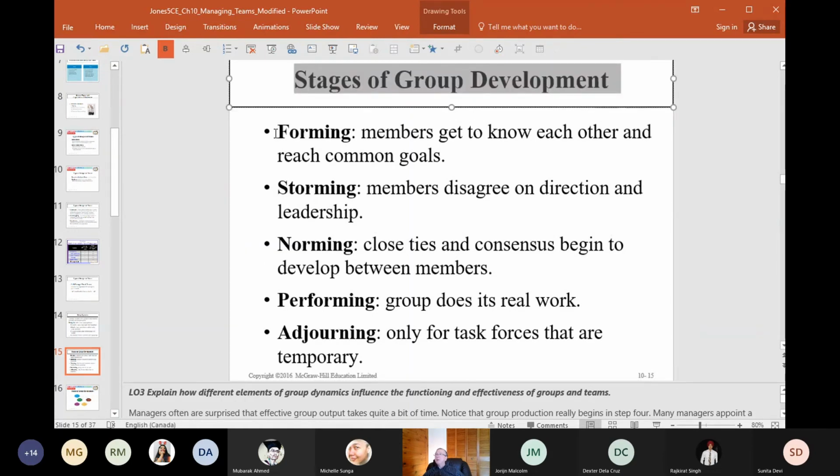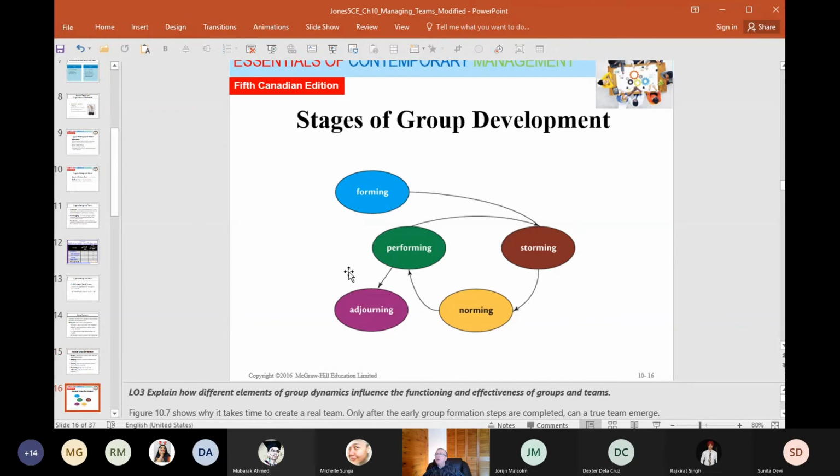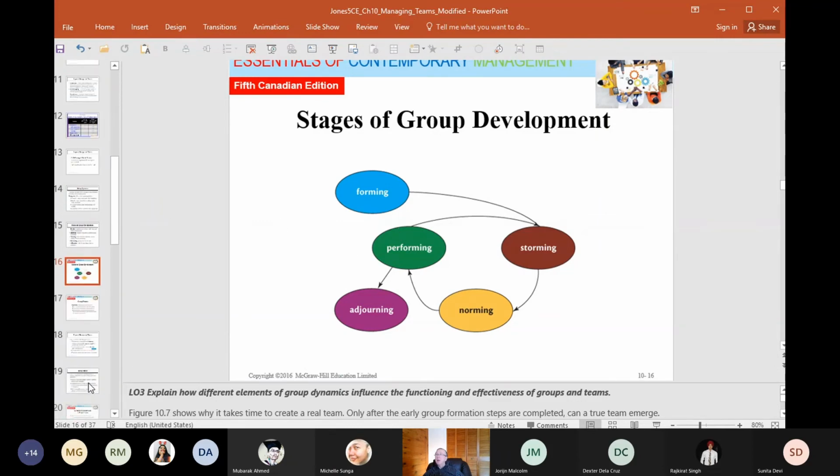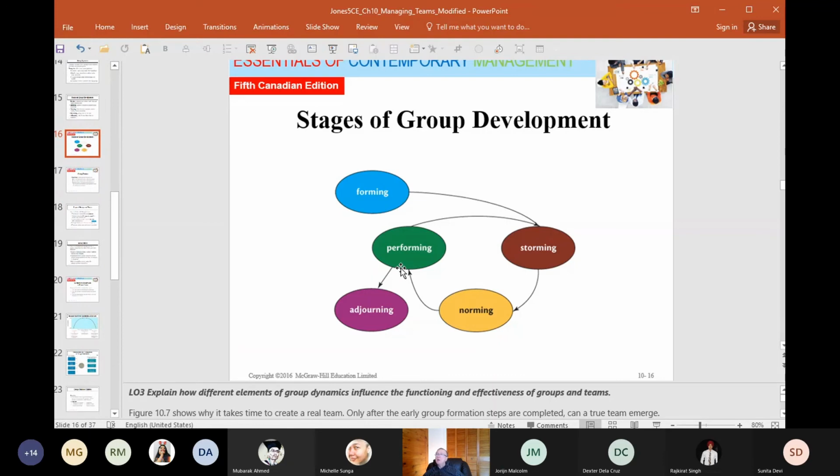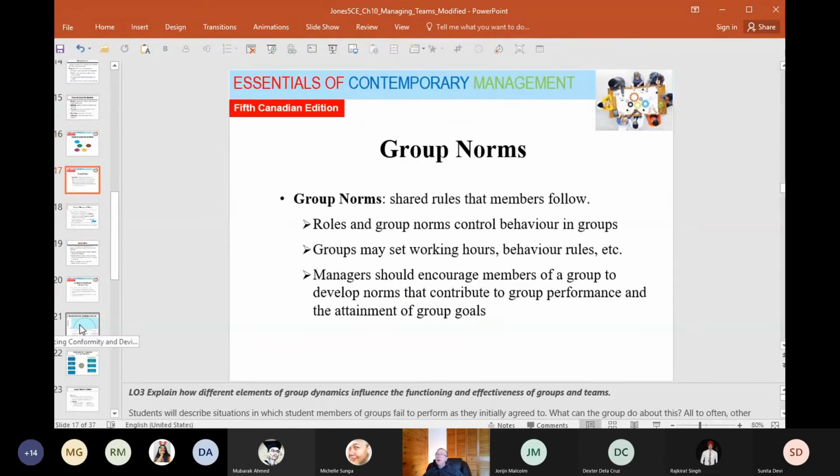That's an interesting concept. So that's why we are saying we must be patient, right? Okay, so there are stages of group development. This is the dynamic that is explaining what we just said. And I think that is some interesting concept.